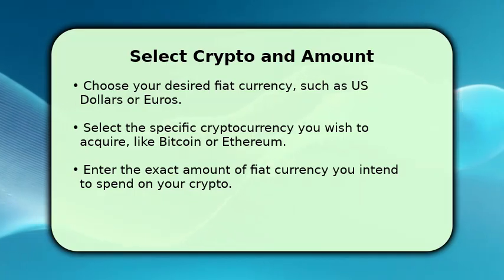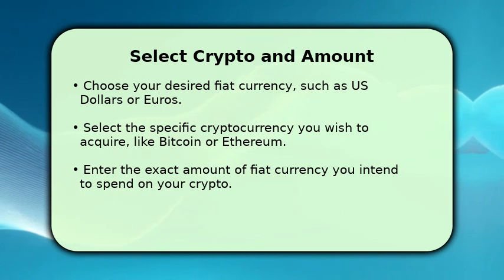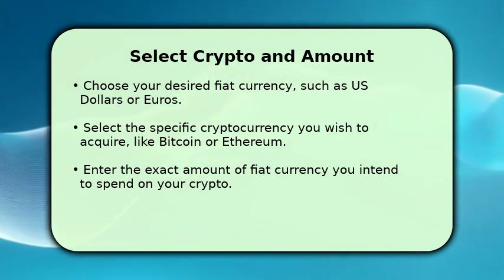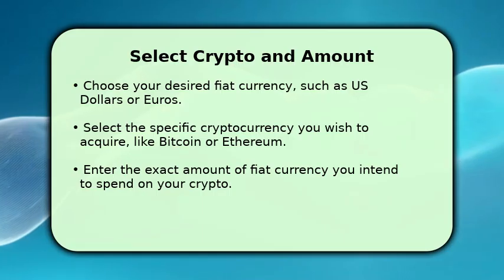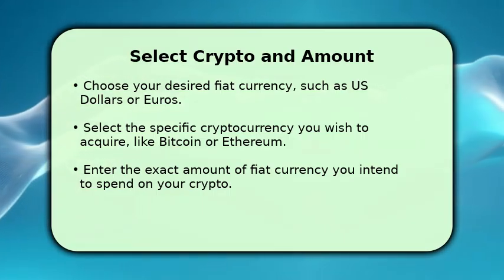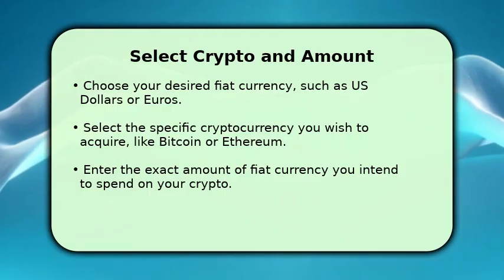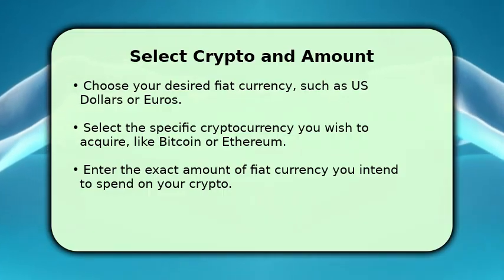First, choose your local fiat currency, for example, US dollars or British pounds from the available options. Then, select the cryptocurrency you'd like to purchase, such as Bitcoin, Ethereum, or another digital asset. After that, simply input the exact amount of fiat currency you wish to spend. The app will automatically calculate the corresponding crypto amount for you.